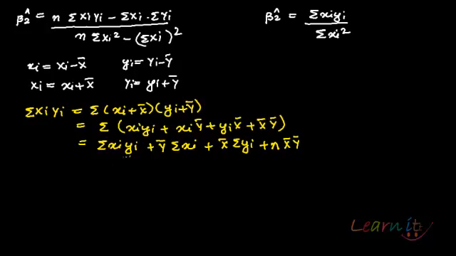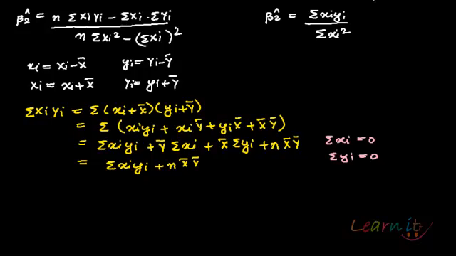Clear? Well, you know this, since these are deviations from mean, summation xi is equal to 0 and summation yi is also equal to 0, and these are the properties of mean, that the sum of deviations from mean would be equal to 0. Clear? So because of these two properties, you can write this as summation xiyi plus 0 because summation xi is 0, plus 0 because summation yi is 0, plus n into X bar Y bar.